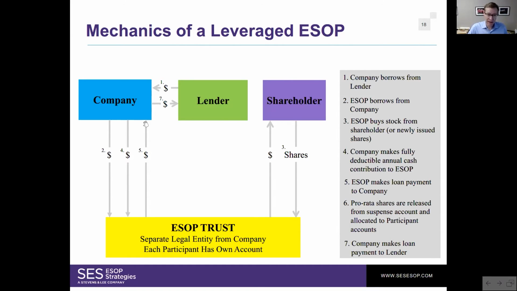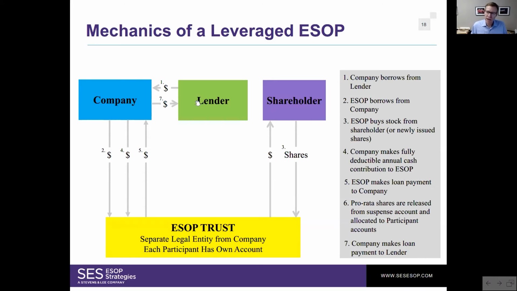Now the company gets the cash back in the form of the debt payment, and they turn around and pay the lender their $1 million. So by having that contribution and debt payment flow through the ESOP, what we've done is we've basically used pre-tax dollars to repay over time that $3 million worth of debt. So you borrow $3 million, and you have to pay back the whole $3 million, but because you're getting a tax deduction, your actual cost is really more like, say, $2 million or $2.2 million to borrow that $3 million.